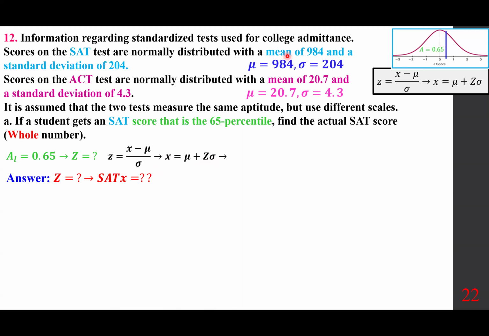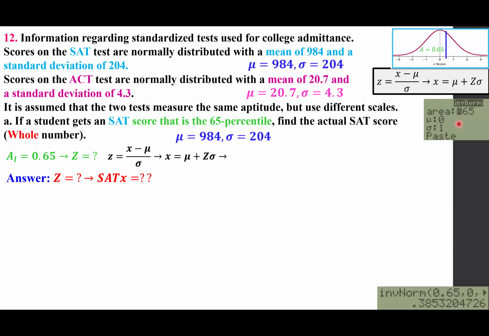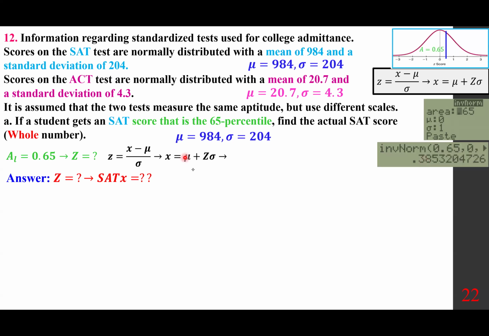We have mu, which is 984. We have sigma, which is 204. We need to find the z. To find the z, we can use the technology, inverse norm, 0.65, mu 0, sigma equals 1, and we end up with this number. Plug in everything that you have. This is the answer, and since they want a whole number, the digit next to it is 6, so it goes up. The answer is 1063. So if a student gets an SAT score at the 65th percentile, the number is this.